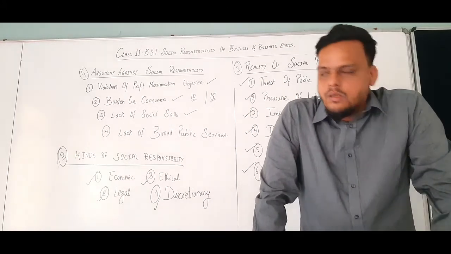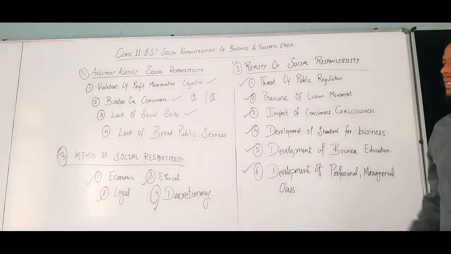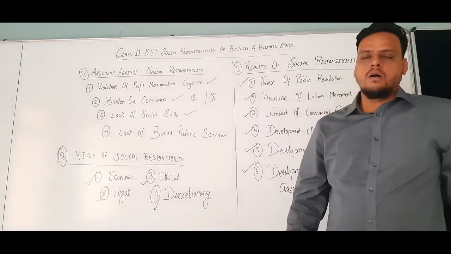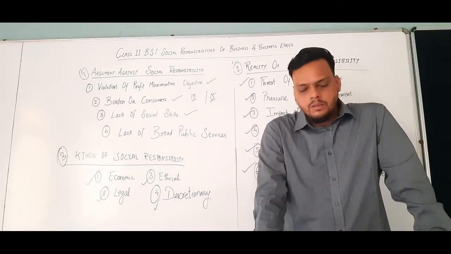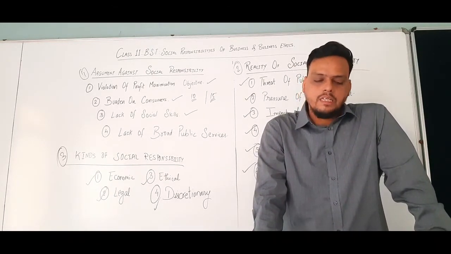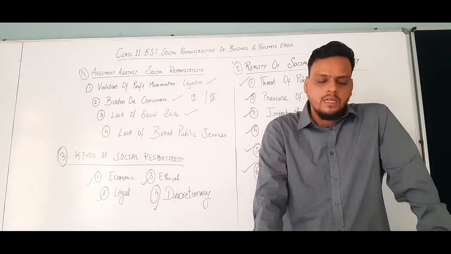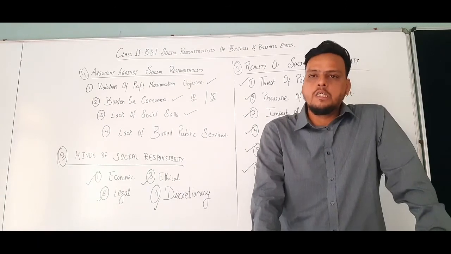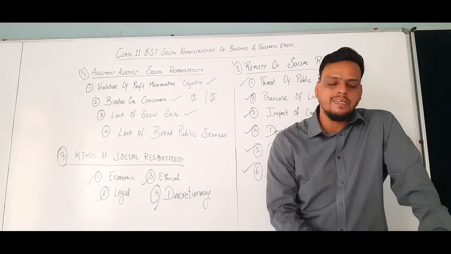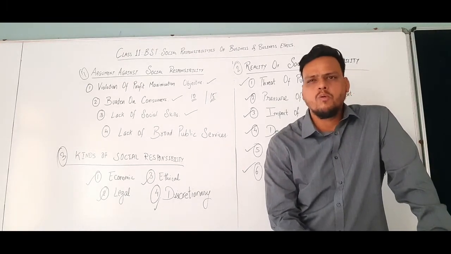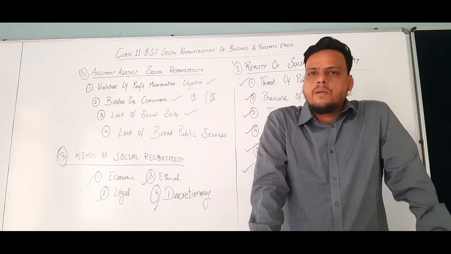We have completed our 3 topics: arguments against social responsibilities, realities, and kinds of social responsibilities. In the next video, we will see business and environmental protection. Along with that, we will complete our chapter by covering social responsibility towards different societies. So we will complete our chapter in the next video, and notes will be provided accordingly. That's it for today. Thank you.